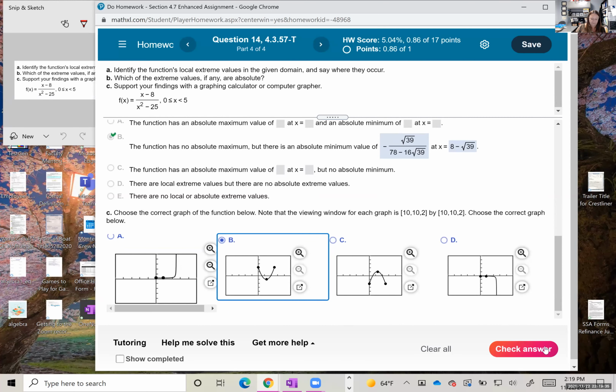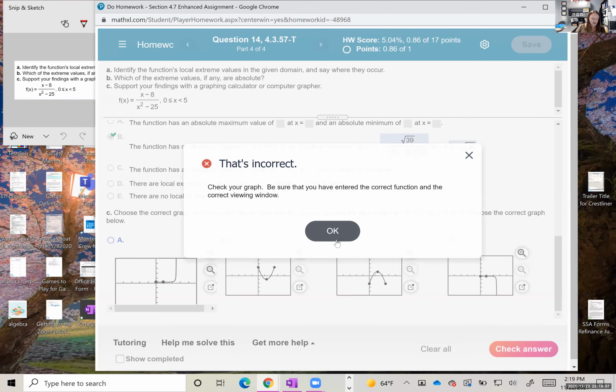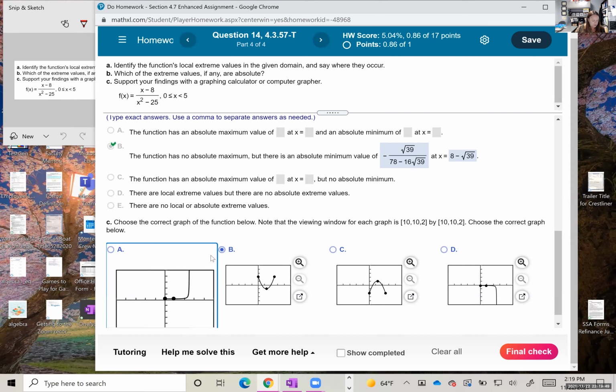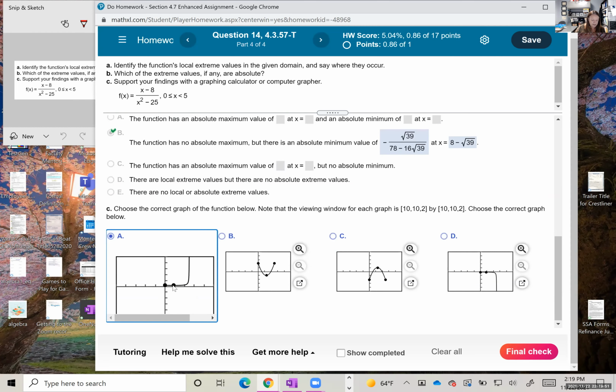Well, let's just try it. That is not correct. Oh, maybe let's pull this up. So this looks like maybe that is a min right there. It's kind of hard to tell. I know it was decreasing and then it's increasing. So this C couldn't work, D couldn't work because that's decreasing. So it must be A then. There we go.